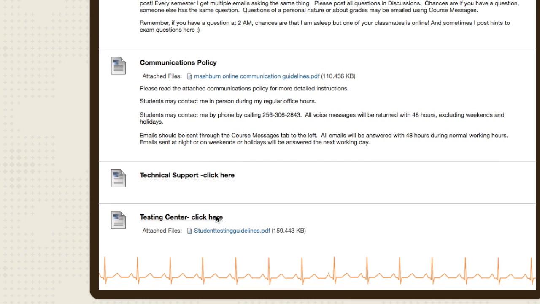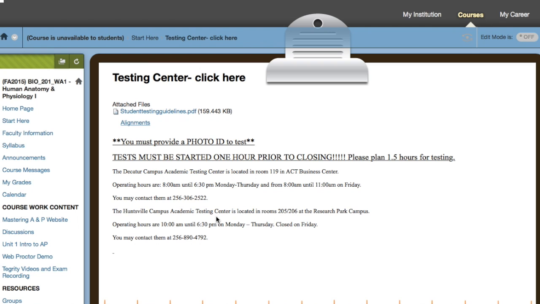I've also got information about the testing center. If you're going to test at the testing center, make sure you know what their hours are and where they're located, so that you don't get caught out and forget that you can't take your test on a Saturday. They're not open on Saturday, and they're not open past 6 o'clock. So make sure that you've read your testing center information.